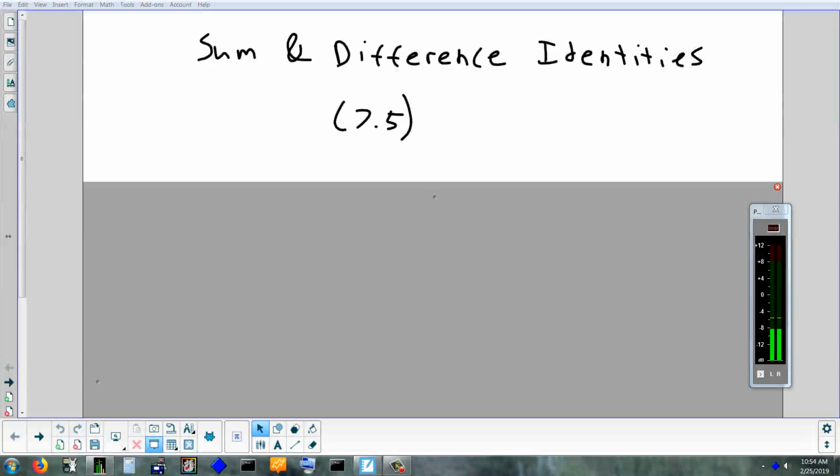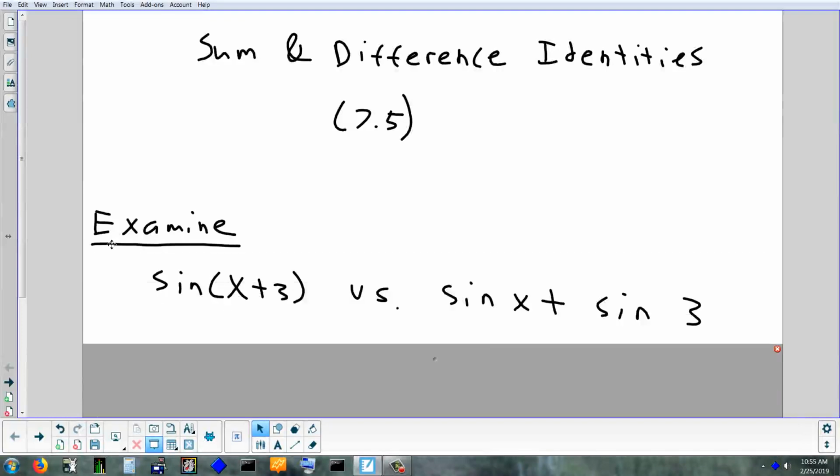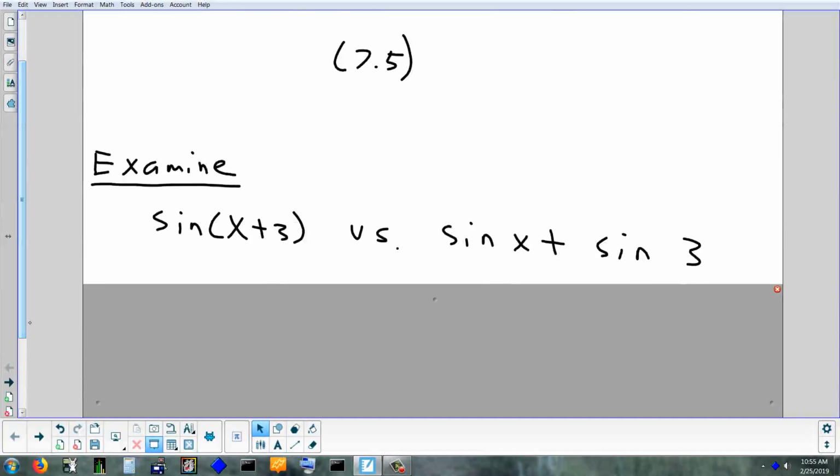Alright, so let's take a look at the first section, which is 7.5. A few more identities we're going to look at, and we're also going to do some calculations. First thing, I just want you to look at both of those: the sine of x plus 3 in parentheses, and then sine of x plus sine of 3.